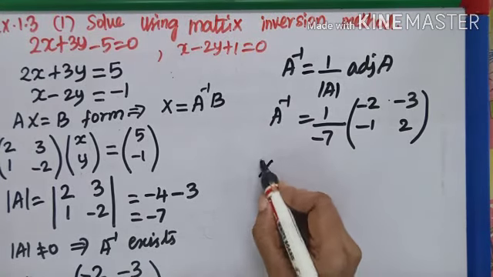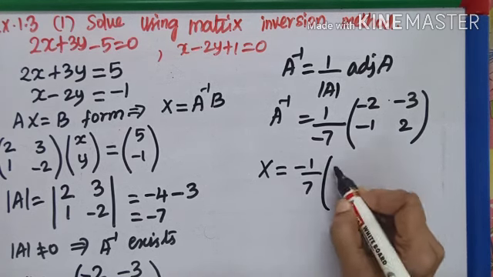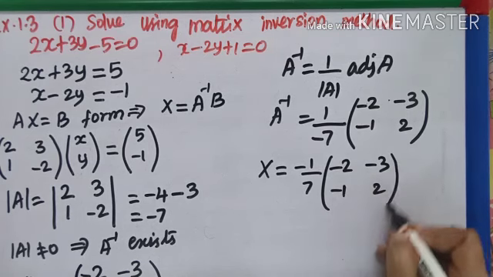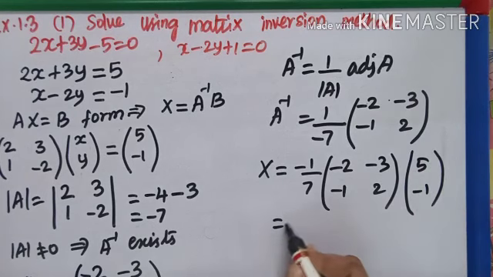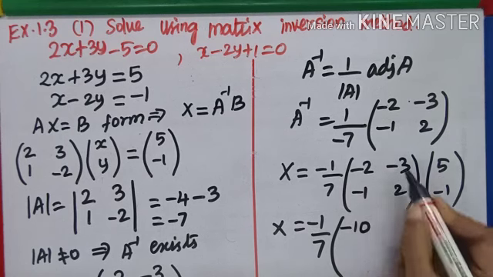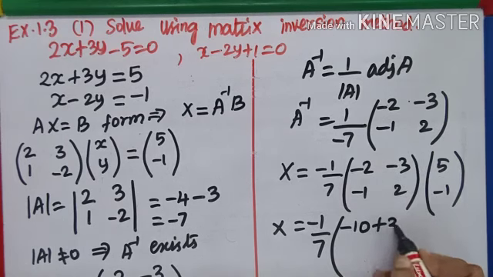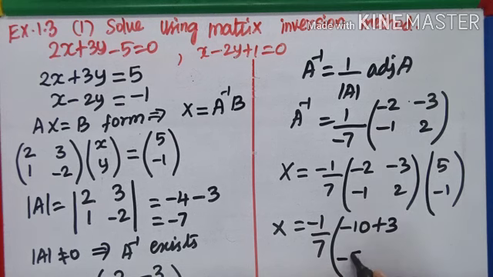The next step, I need to go with X. What is X? A inverse B. This is A inverse into B, where the RHS is 5, minus 1. This minus 1 by 7, let it be out, we shall multiply. First row by first column, minus 2 into 5, minus 3 into minus 1 is plus 3. Similarly, second row by first column. Second row, I must write in second row. Minus 1 into 5, 2 into minus 1.